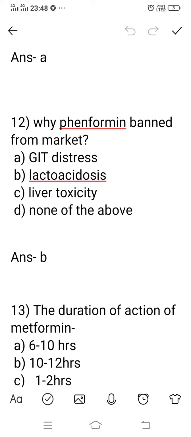Actually, phenformin was banned from the market because it produces lactic acidosis. Lactic acidosis means underutilization and overproduction of lactic acid. So the body is not able to handle these changes. As a result, liver damage also occurs.